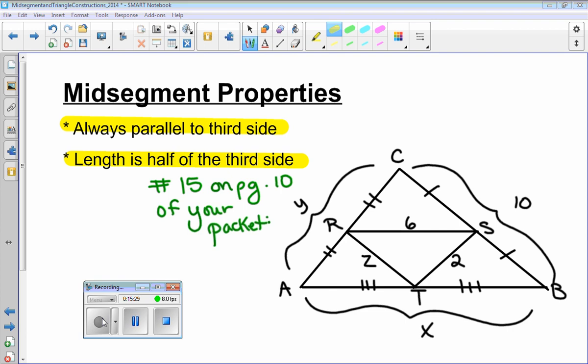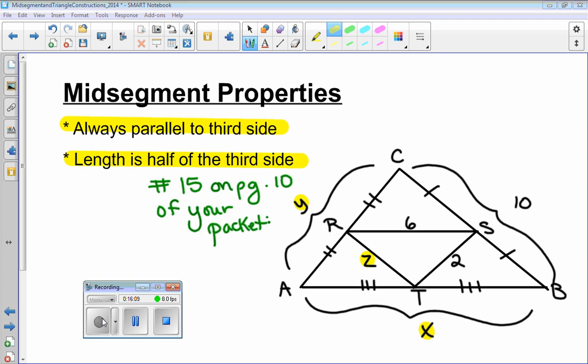So midsegments have 2 properties, okay, that we're going to use. One is that the midsegment is always parallel to the third side, and the length of the midsegment is half of the third side. And we're going to use that last property here to answer this question, or to find x, y, and z. This is one that you have as an example on page 10, so if you'll find that for me, you'll copy it down, it's already there. And we're going to figure out what x, y, and z are. So find x, y, and z here, and then let's figure out if we can find the lengths of those.